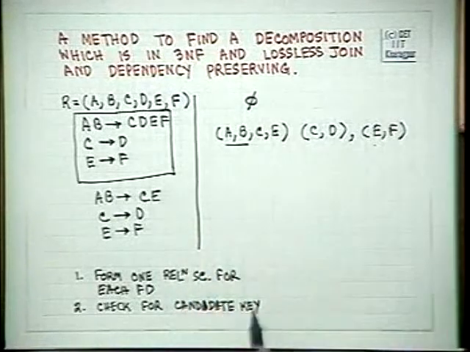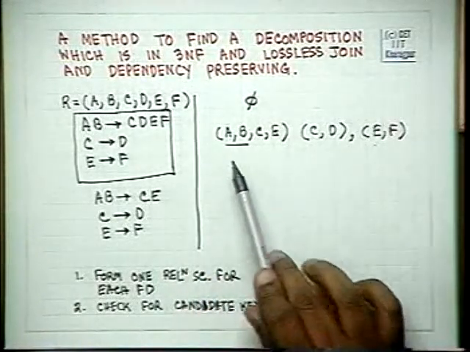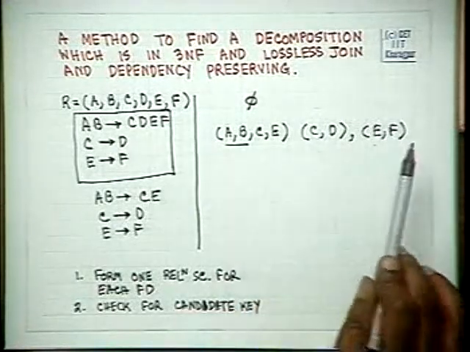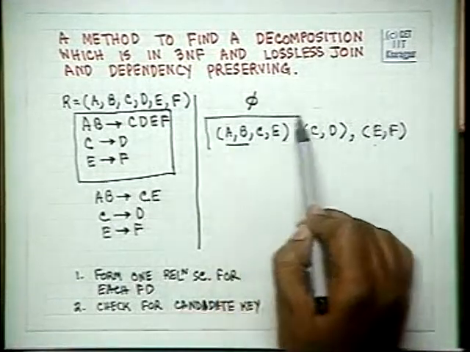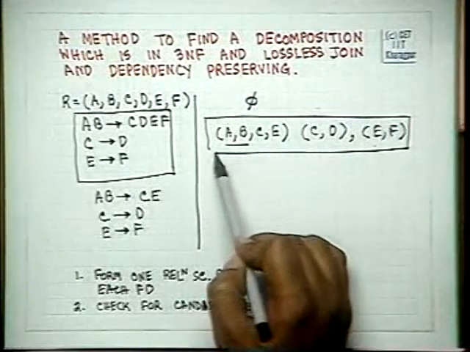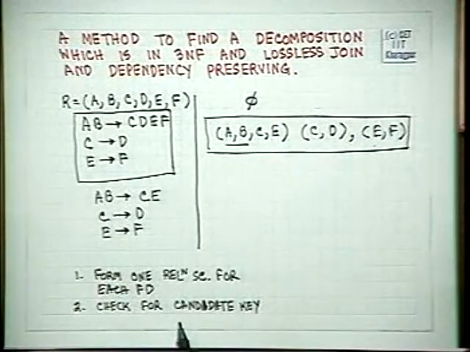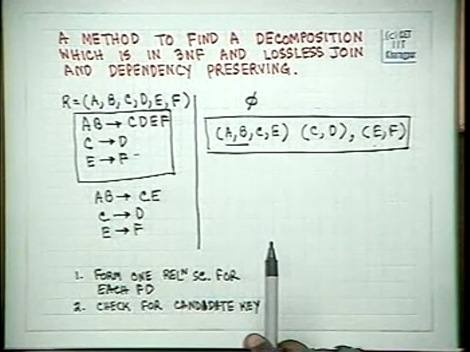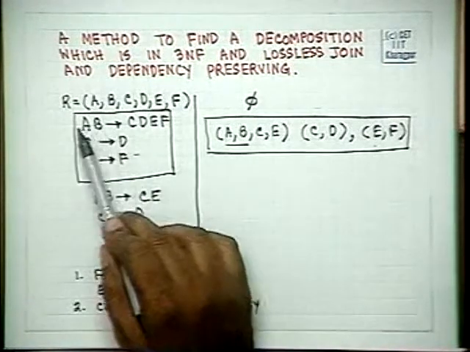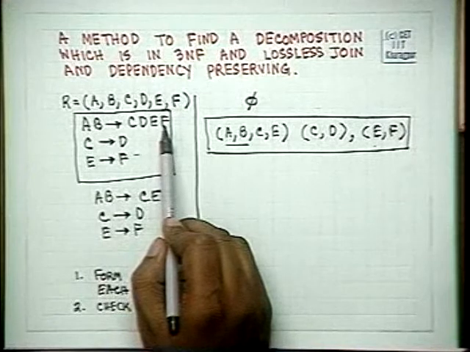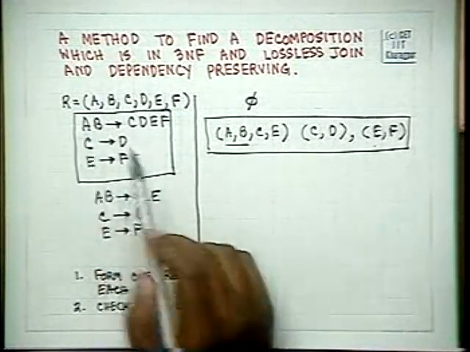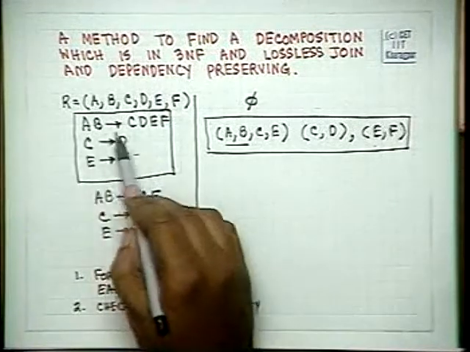It is satisfied here. At that point of time, your decomposition is over, or your set of decomposed relations have been formed. Let us see what would have happened if we had started with this one. If we had started with this one, this would remain as it is. So this would have A, B, C, D, E, F.